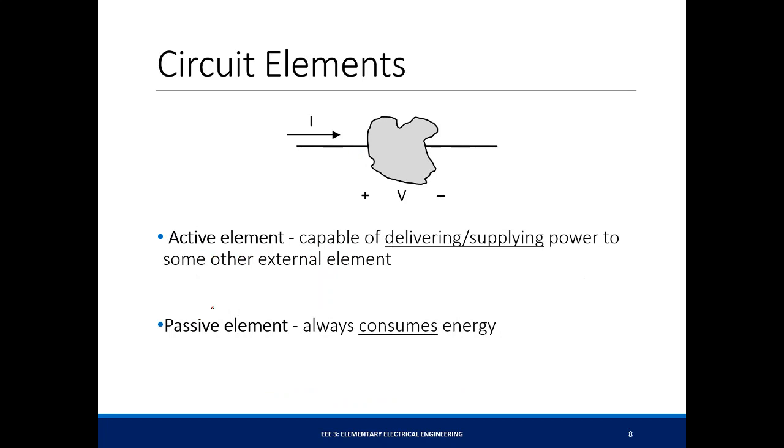So let's classify these elements in terms of power consumption. An active element is capable of supplying power to other elements. But an active element can also consume power. So take note of that. A passive element always consumes energy, never the other way around. So basically the current flow is always from your positive to your negative. An active element can have current flow from negative to positive or vice versa. You do well to remember that.